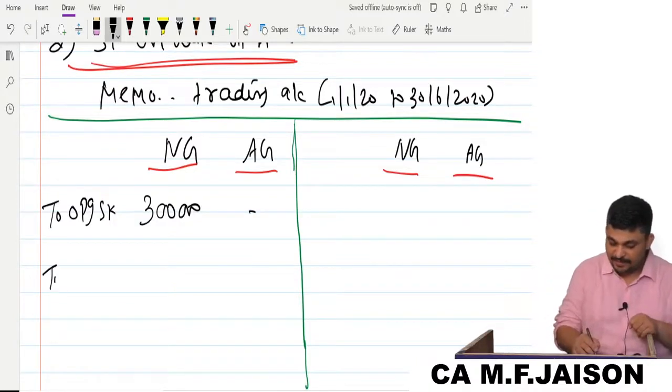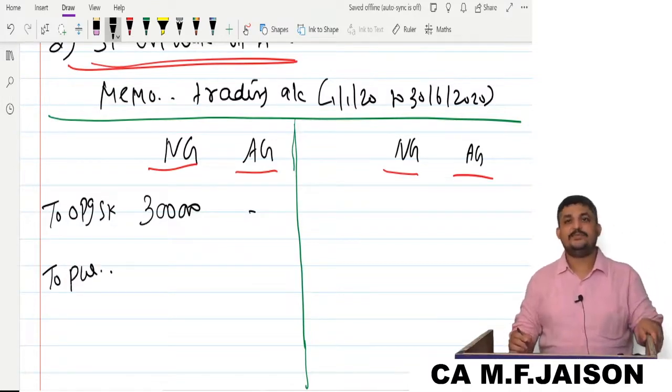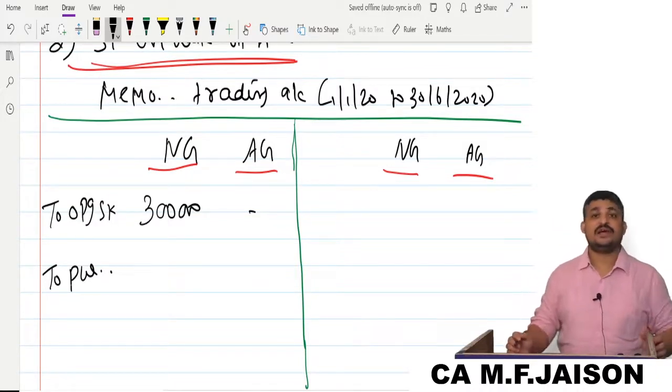Then we have purchases. The damage has happened during the current year, no? So when the damage has happened during the current year, is it out of the previous year goods or out of current year purchases?